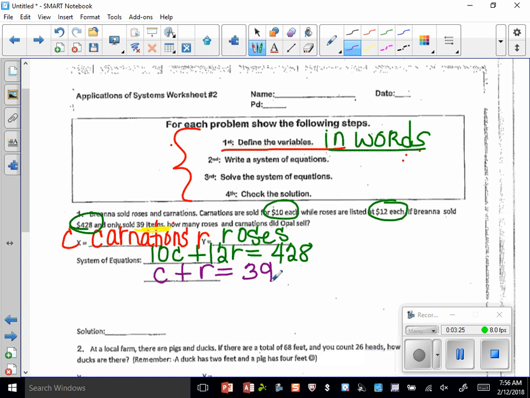So let's say we solve this equation for C. If I solve this equation for C, I'm going to move the R to the other side. So that's going to give me 39 minus R. And actually, let me write C equals. You could also write negative R plus 39. It means the same thing. So go ahead. Use the substitution method, replace C in the first equation with 39 minus R. So go ahead and work that out.